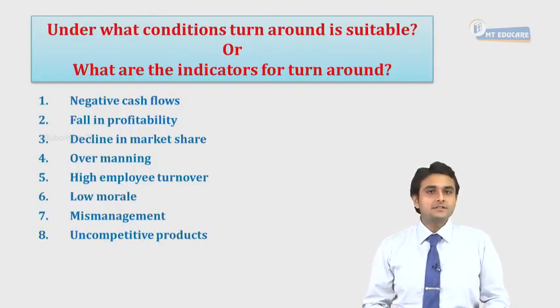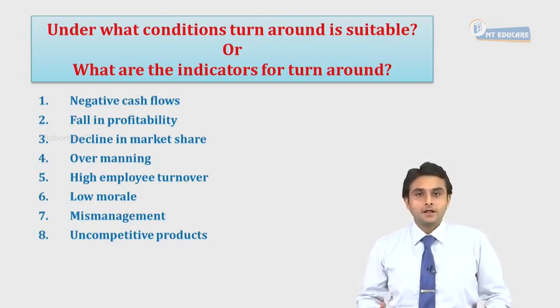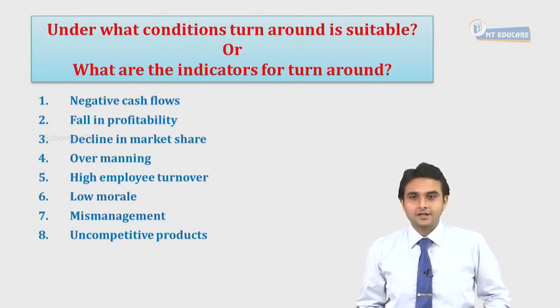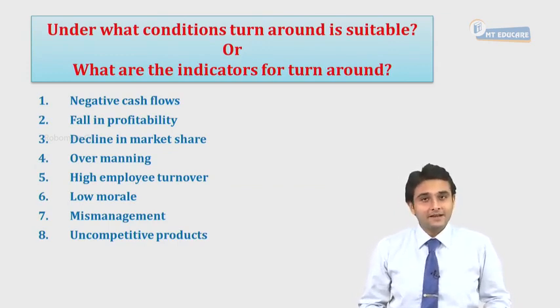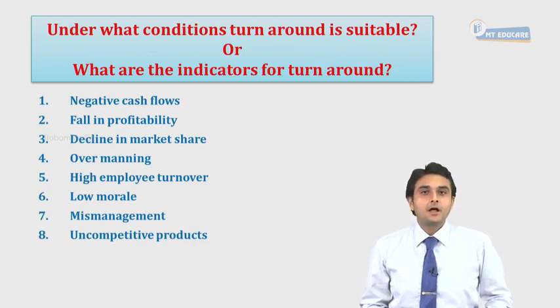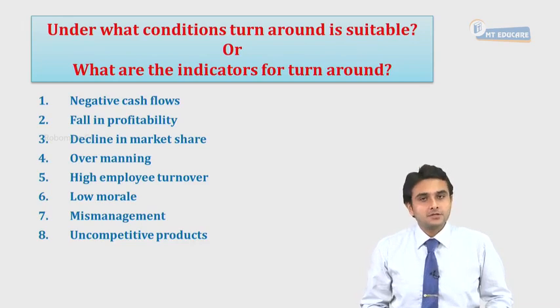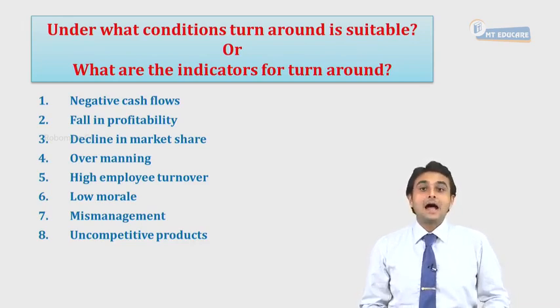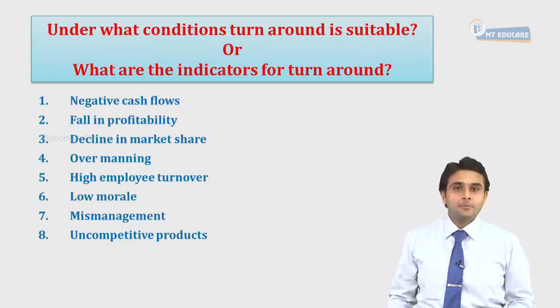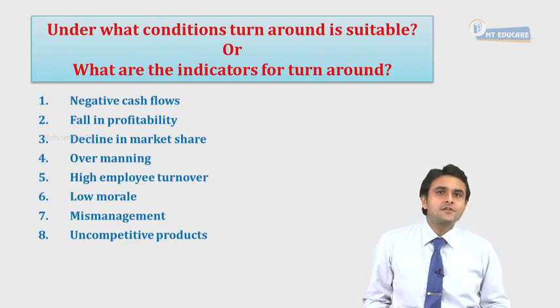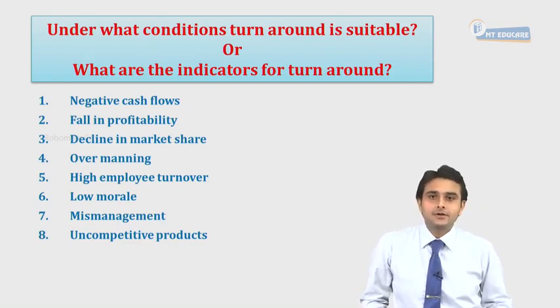Now, under what conditions is turnaround suitable or should turnaround be done? Negative cash flows, fall in profitability, decline in market share, overmanning. Overmanning refers to appointing more employees than required, because of which this becomes a burden to the company. High employee turnover, which means the number of employees leaving the company is high. This is also referred to as high attrition rate.